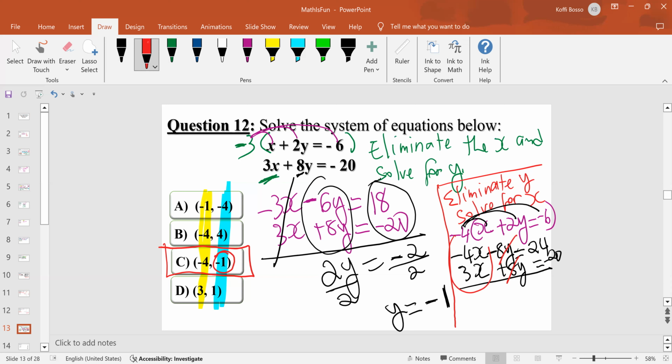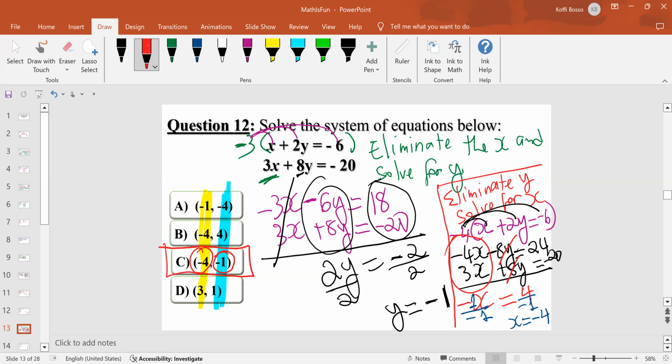Now, if you do the addition here, -4x plus 3x gives you -x is equal to 24 minus 20, which is 4. So if I have -x equals 4, that means what? To solve for x, I will divide this by -1. Remember that -x means -1x. So I divide this by -1 and I get x is equal to -4. And yes, that confirms my thinking here. So yes, the correct choice is C, where I have x is -4 and y is -1.